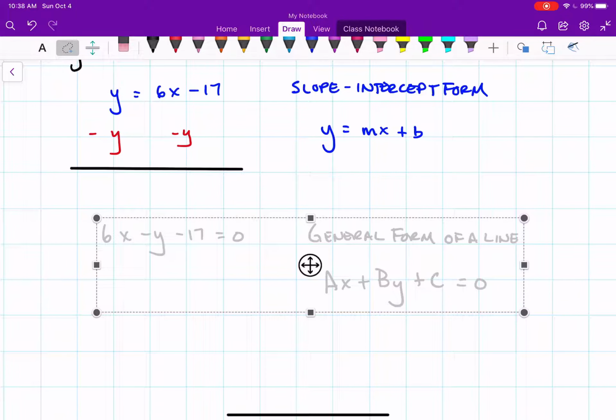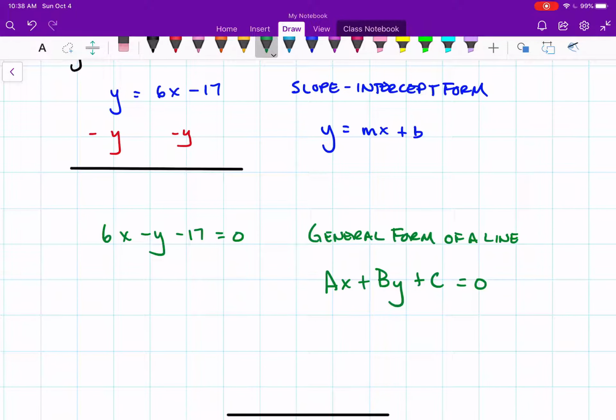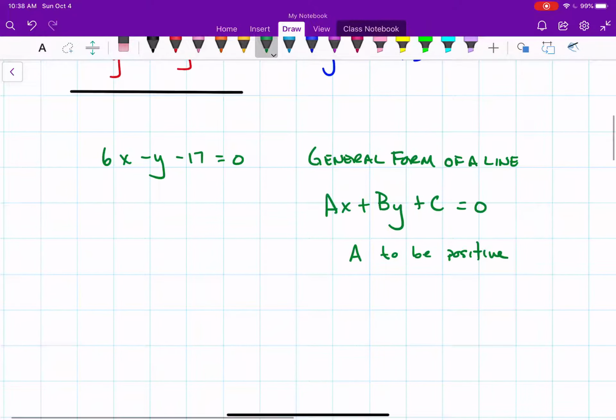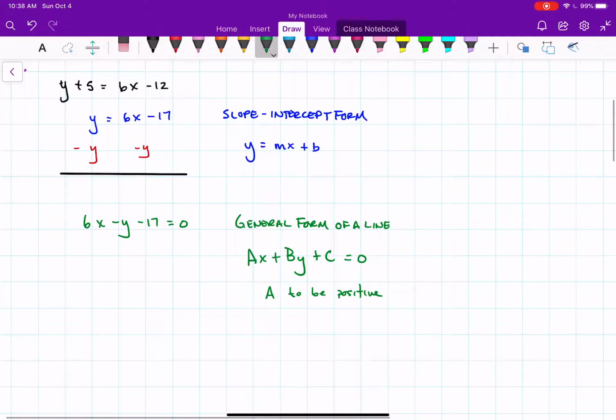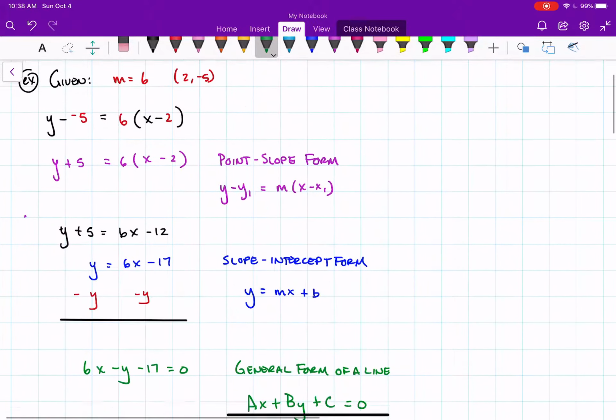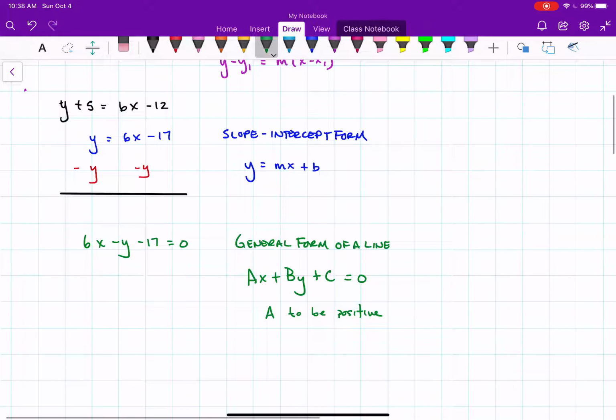Let's make that green. Typically I like a to be positive, and that's the reason why I brought the y over to the other side rather than everything else to the left side. So those are your three forms that you're going to need to remember and know and be able to write in that final form.